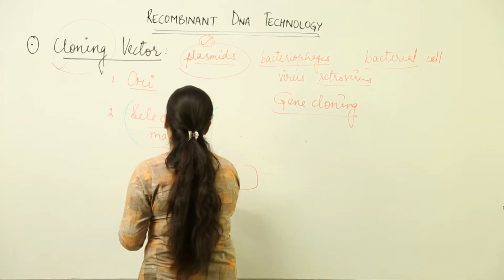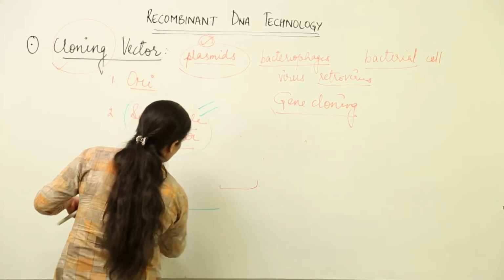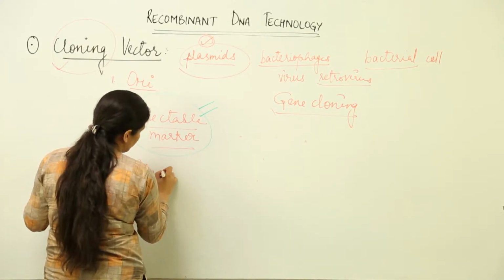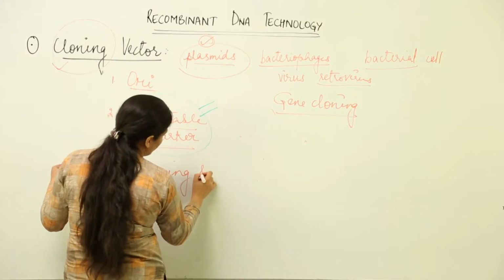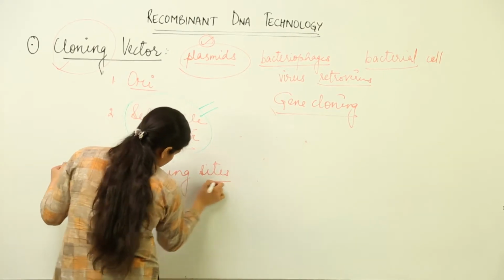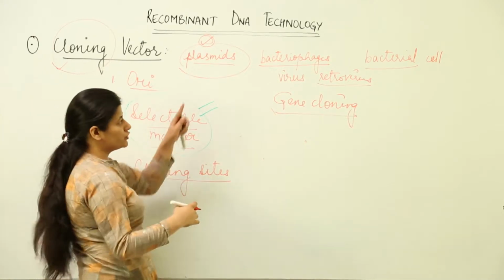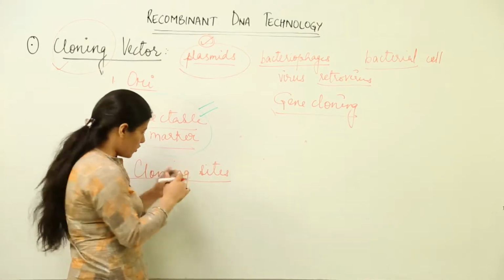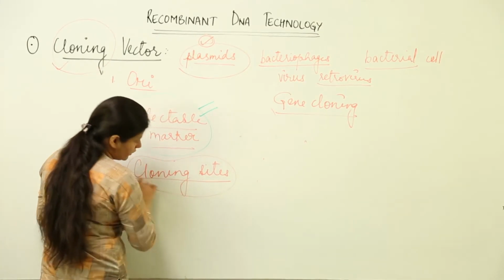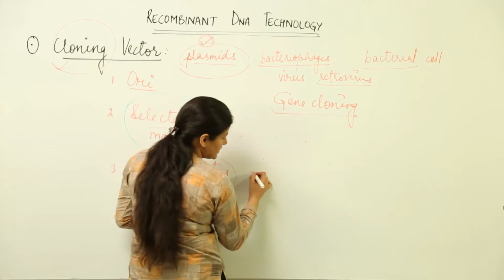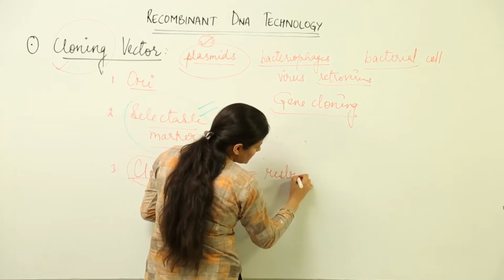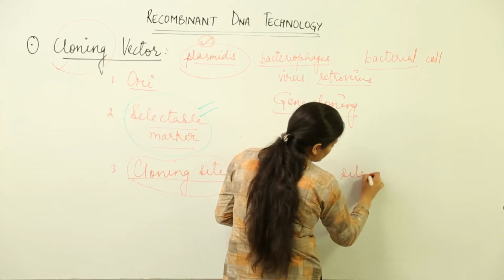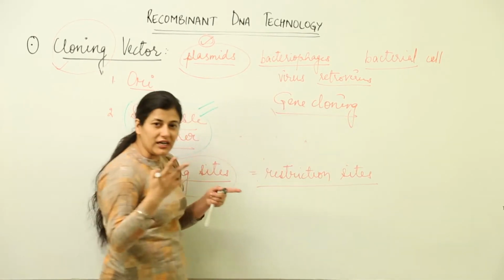And the last characteristic is cloning sites. The third characteristic that a vector must have is the cloning site. Now, these cloning sites are the sites where you have to put your gene of interest or the selectable marker gene. Now, for the plasmid to have cloning sites, it means it must have restriction sites, where the restriction endonucleases come and cut the plasmid.